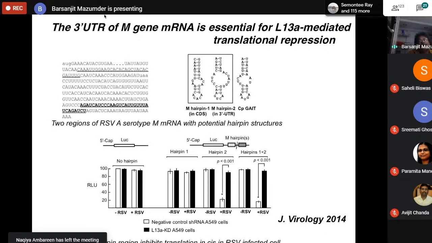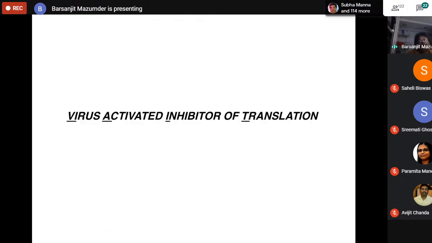And in the 3' UTR of the M gene mRNA, we have identified a GAIT element with fold align, because there is no sequence homology. We designed this construct, transferred it into the cell, and hit the cell with RSV. You can see that under RSV-treated conditions, the construct harboring the GAIT element from the M gene has less expression. So we have identified a virus-activated inhibitor of translation.